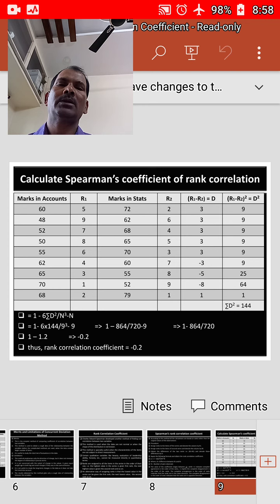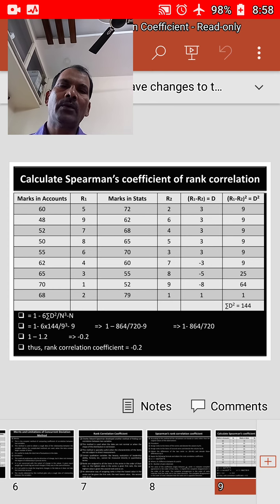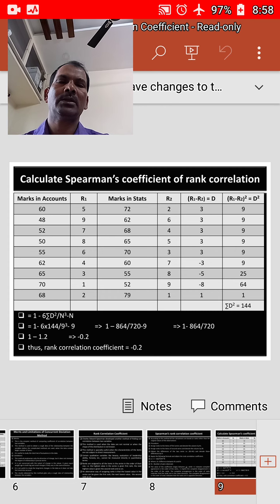That is 5 minus 2 is 3, 9 minus 6 is 3, 7 minus 4 is 3, 8 minus 5 is 3, 6 minus 3 is 3, 4 minus 7 is minus 3, 3 minus 8 is minus 5, 1 minus 9 is minus 8, and 2 minus 1 is 1. Now we need to square the deviations, that is R1 minus R2 is equal to D, so D square is R1 minus R2 whole square.